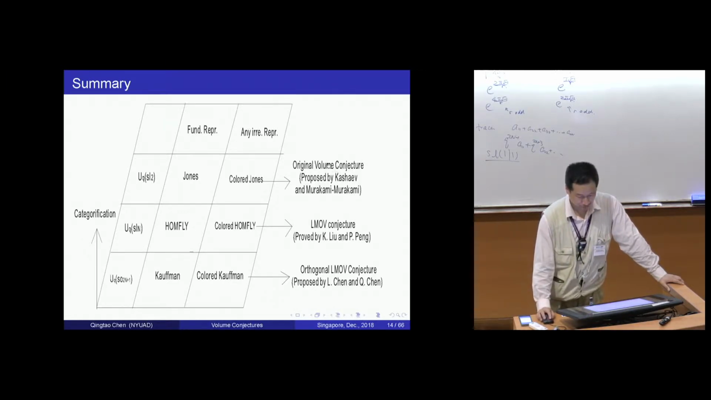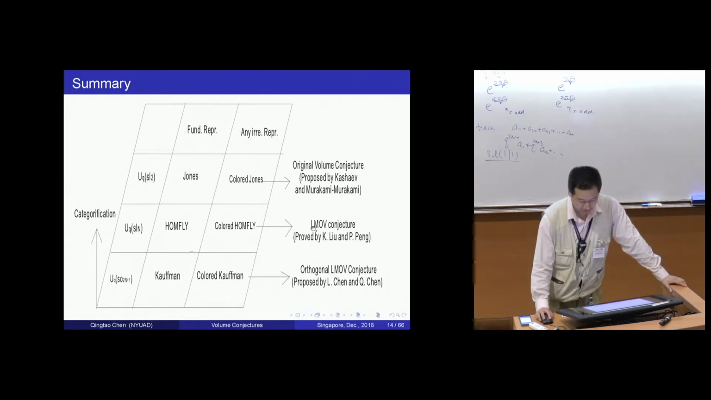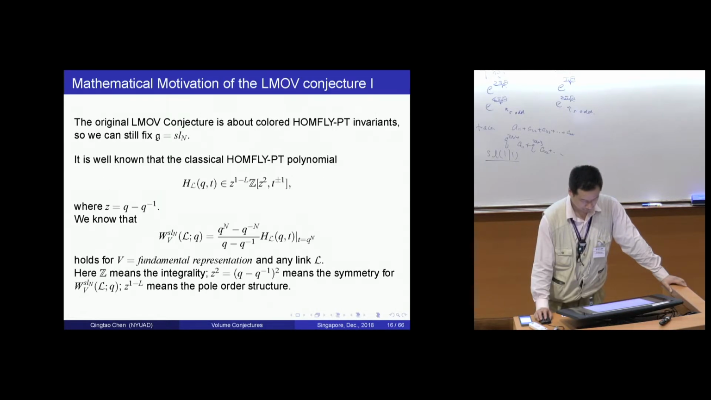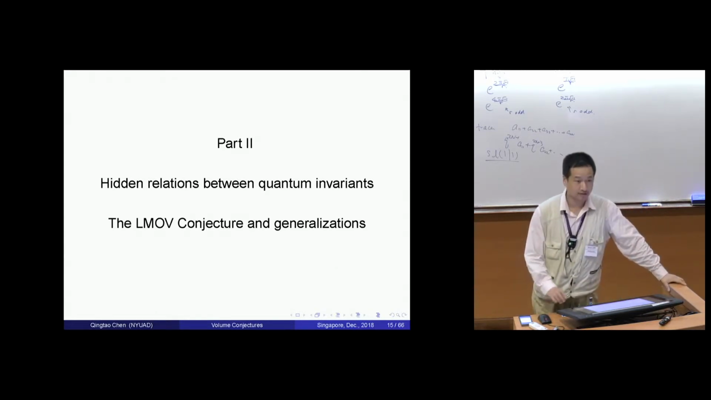Modern hyperbolic geometry was established by William Thurston. And the colored HOMFLY-PT has a secret interaction with open Gromov-Witten theory. It is the so-called LMOV conjecture, the Labastida-Mariño-Ooguri-Vafa conjecture. It was proved by Kefeng Liu and Pan Peng about 10 years ago. And this part is my PhD thesis, the orthogonal LMOV conjecture. It was proposed by Lin Chen and me, and we have only proved several special cases, not all. This part gives some hints toward one side of the generalization of the volume conjectures.